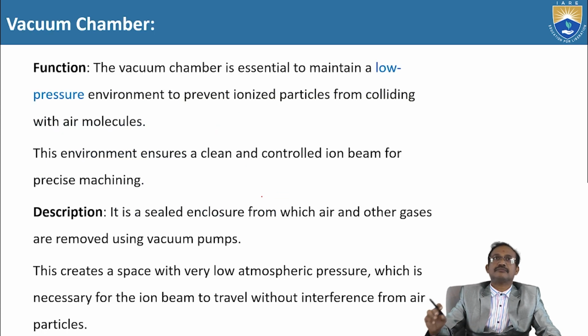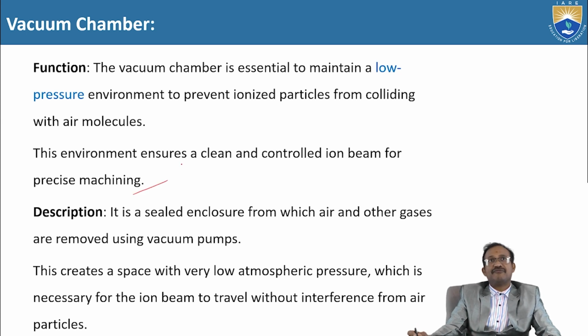Right. Now let us discuss one by one. First one, vacuum chamber. Next, let us discuss the function of each main component and its description. Now let us discuss the function of the vacuum chamber. The vacuum chamber is essential to maintain a low pressure environment to prevent ionized particles from colliding with air molecules. This environment ensures a clean and controlled ion beam for precise machining.